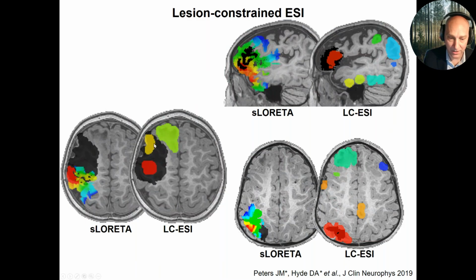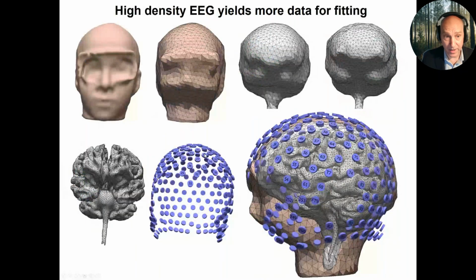And in lesion constrained ESI, you can see that this source space gets reduced further. It's not fail-safe and not a good standalone method, but it is a nice addition to other forms of source localization. And then with high density EEG, you can obviously get much more data for fitting, whether it's MEG or high density EEG, here demonstrated by a 128 electrode headnet from what was then called EGI. And I think it's EGI Magstim now.